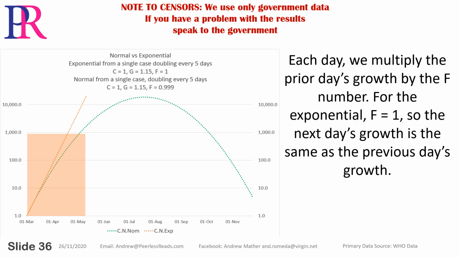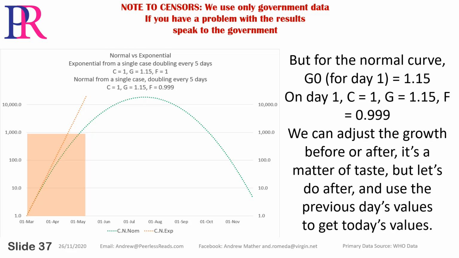Each day we multiply the prior day's growth by the F number. For the exponential, F equals 1, so the next day's growth is the same as the previous day's growth. But for the normal curve, G0 for day 1 equals 1.15. On day 1, C equals 1, G equals 1.15, F equals 0.999. We can adjust the growth before or after, it's a matter of taste, but let's do after and use the previous day's values to get today's values.